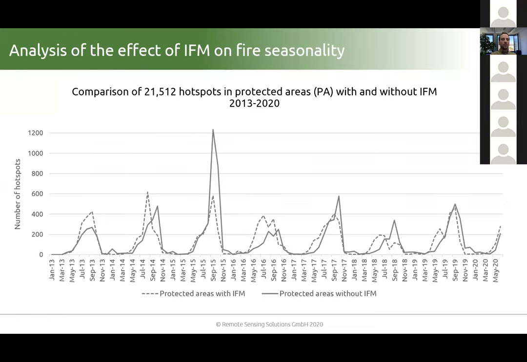Well, when we are talking about emissions, we also have to talk about the seasonality of the fire. For that, we compared the 4 protected areas with integrated fire management and the protected areas without integrated fire management, with more than 20,000 hotspots over the last 6 years. What you see here in bold are the protected areas without IFM, and with the dotted line, the protected areas with IFM. Besides the fact that even after 3 years or 2 years of integrated fire management, catastrophic fires and mega fire years like 2015 or 2017 could be mitigated, you see a clear shift in the seasonality, from mid and late dry season fires to more fires in the early dry season, which are mainly due to the prescribed burning there.